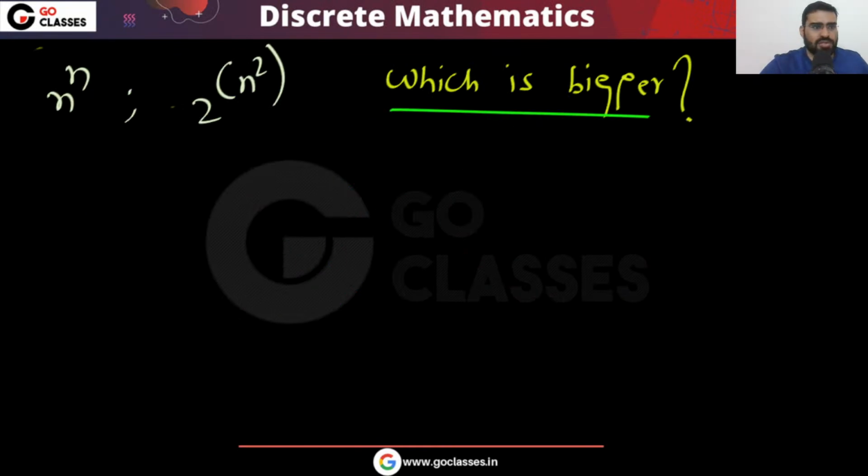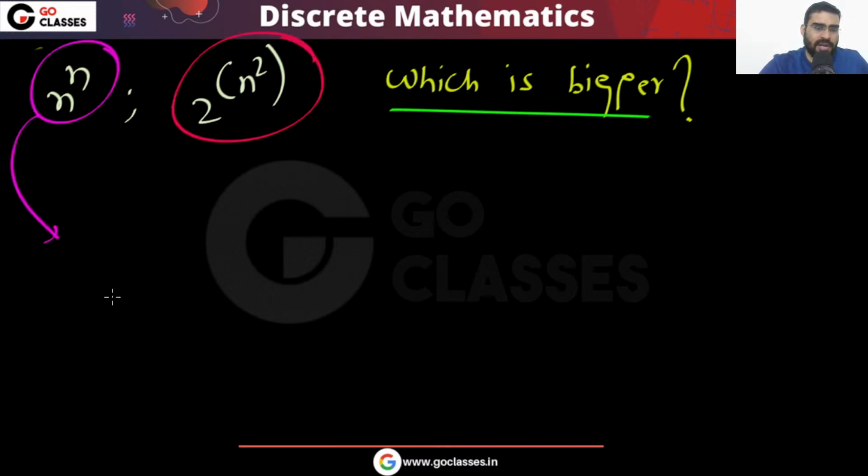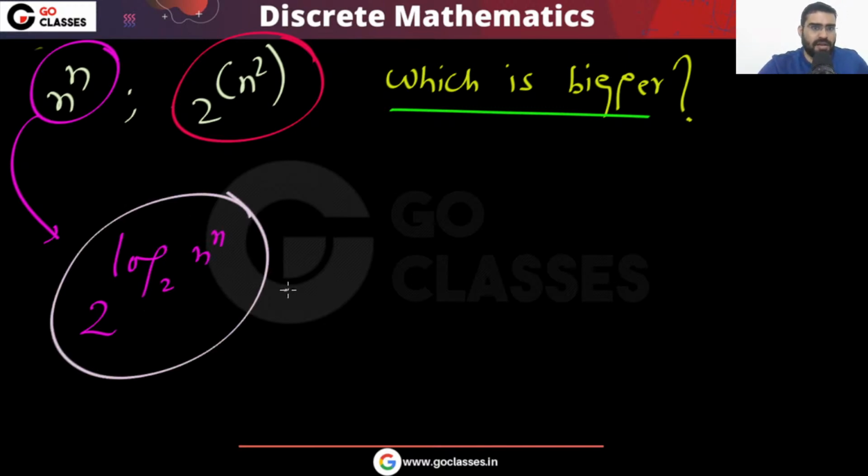Now let's solve this question. Very easily you can solve it. So let's make the base the same. For example, this is your 2 power n square. You can also take it as 2 power n square. Let's make n power n into 2 power n. So you can write it as 2 power log 2 n power n, right? Yes or no? Correct. This is the same as this. Now what is this? This is equal to 2 power log 2 n.